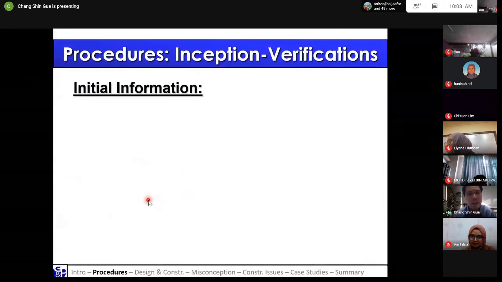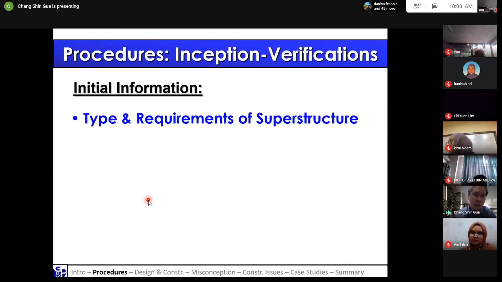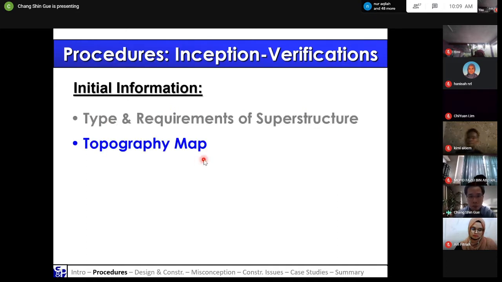So in terms of desk study or initial information, basically you need to know what kind of structures you're dealing with. Is there any special requirement? Normally this information will be given by the client, so they'll tell you what kind of structures they want to build. And then of course requirements, it could be authority requirements. You also need the topographical map to know the terrain of the site that you're dealing with. And this is normally produced by the surveyor.